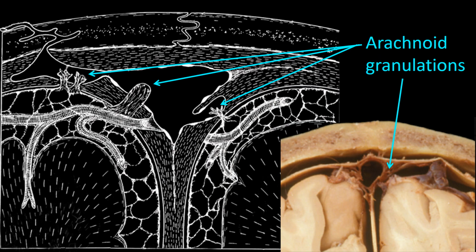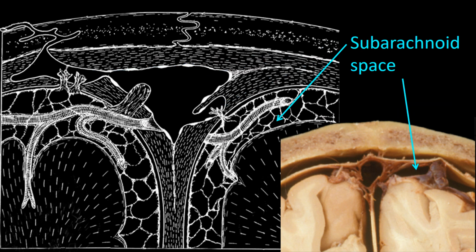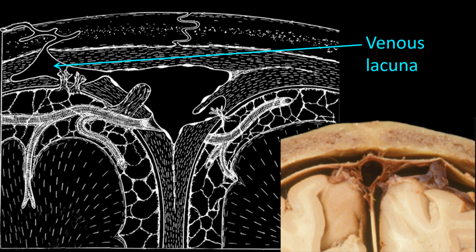In this frame, you can see the schematic and real characteristics of the arachnoid granulations. They simply work as one-way valves that traverse the inner dura, allowing CSF to go from the subarachnoid space to the superior sagittal sinus and venous lacunae surrounding it, thus providing a one-way path for CSF to join the regular circulation.